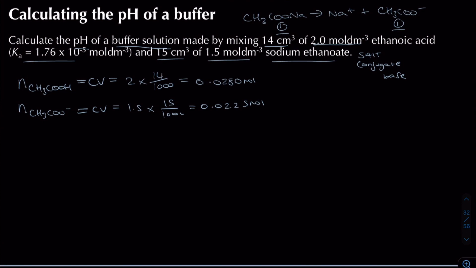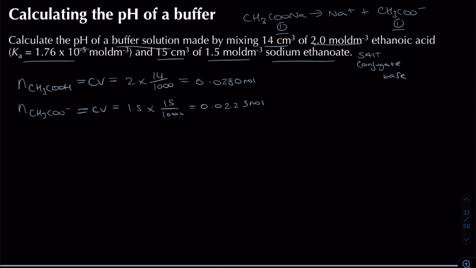Now I could work out the concentration for the overall solution itself, and to do that I would need to take 14 and add that to 15, because our new buffer solution is going to have a new volume, and that new volume is going to be 29 centimeters cubed. But I don't need to do that.